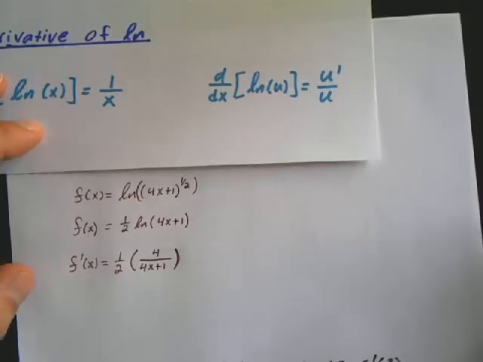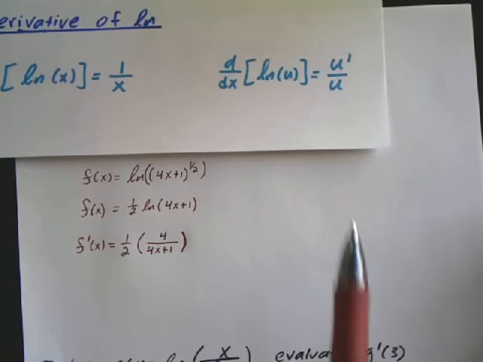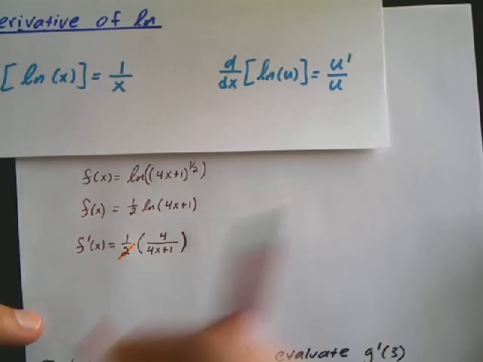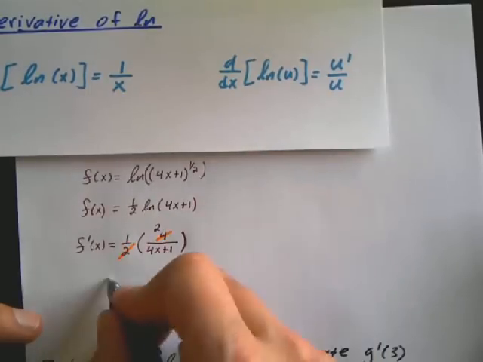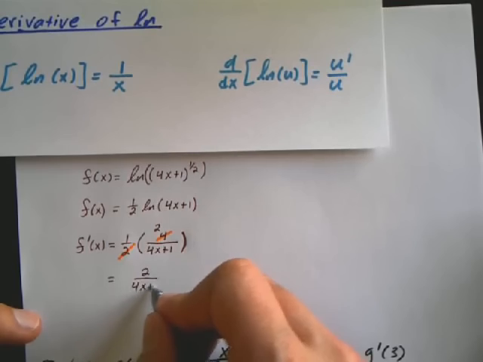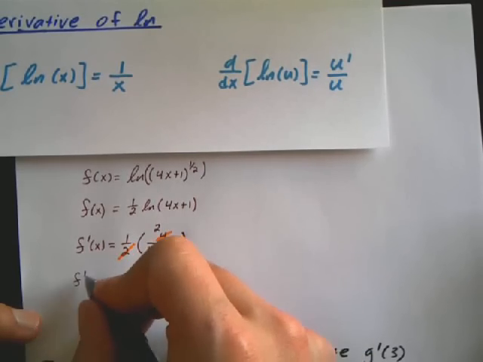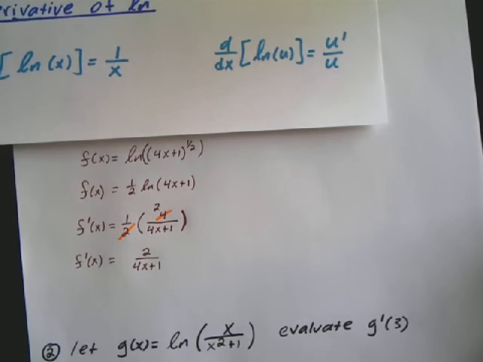Alright? And then I can simplify from there. I have this 1/2 and this 4. I can reduce this. This just becomes 2. So this simplifies as just 2 over 4x plus 1. And that's my derivative. Alright.